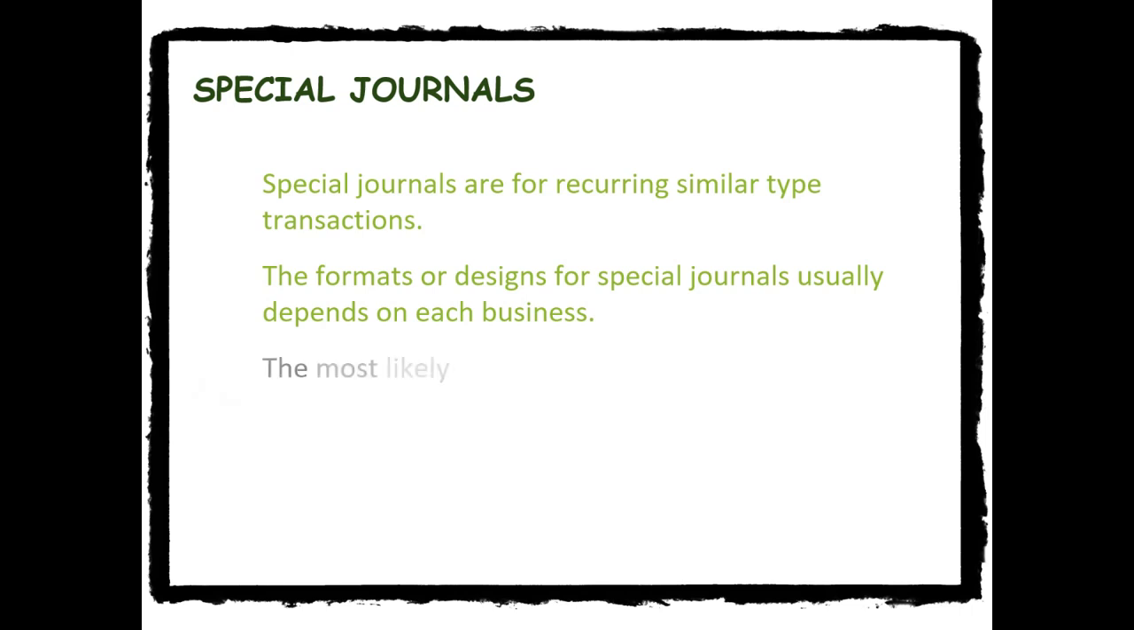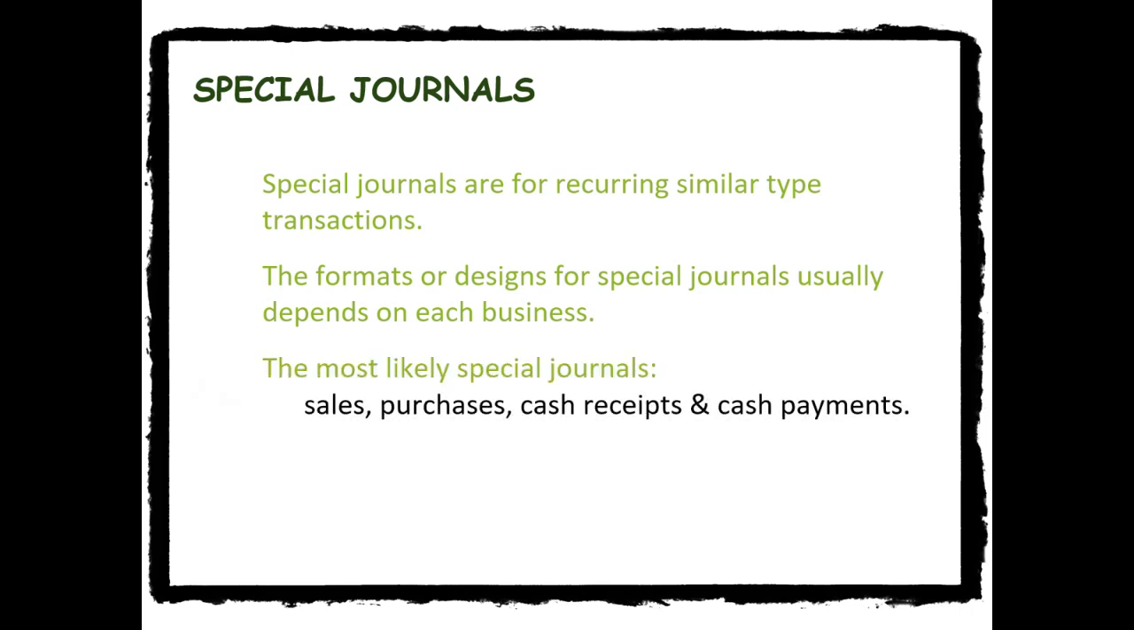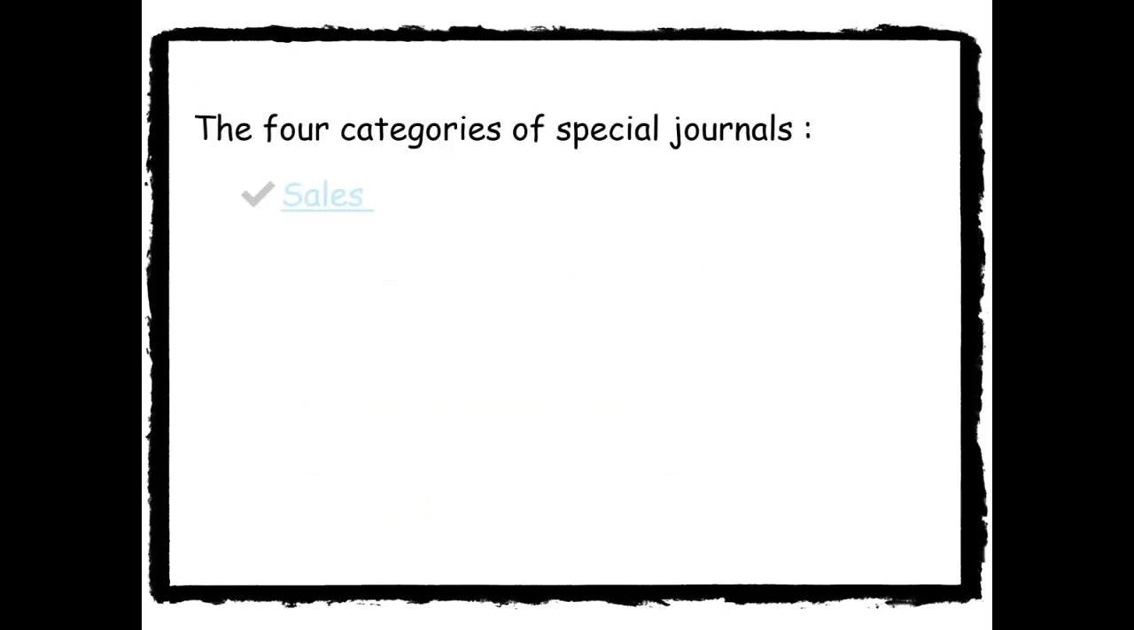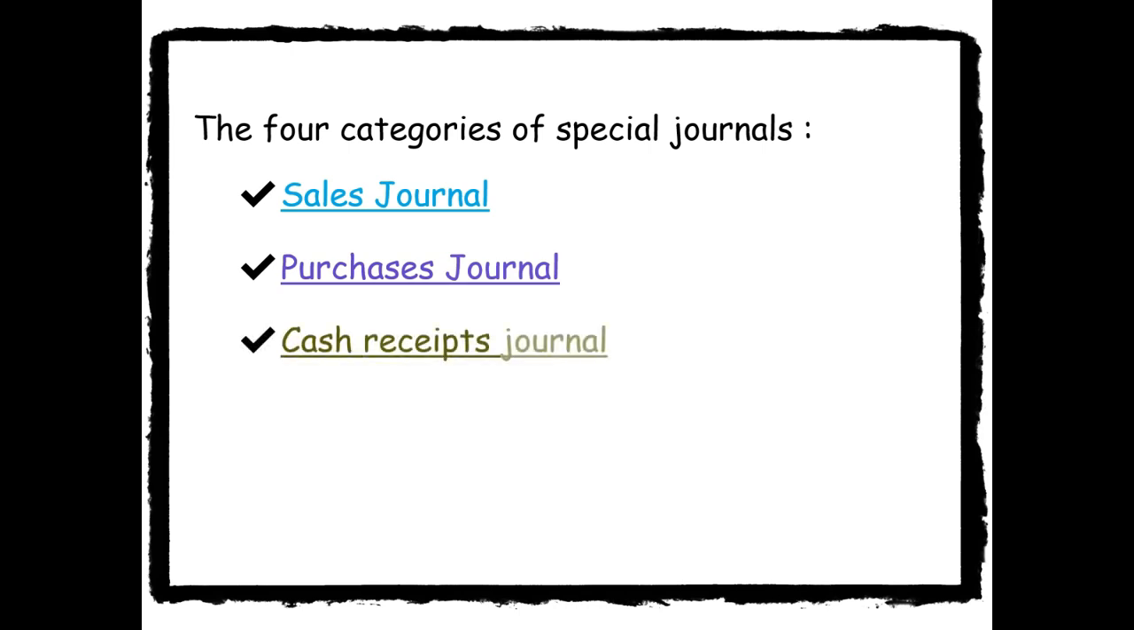The most likely special journals are sales, cash receipts, purchases, and cash payments. However, a business could add more special journals for other recurring transactions. Our discussion only consists of 4 special journals along with the general journal. The 4 categories of special journals are sales journal, purchases journal, cash receipts journal, cash payments journal.